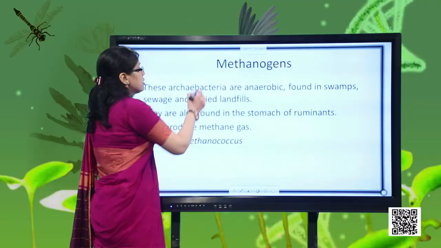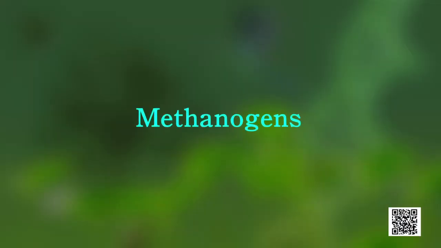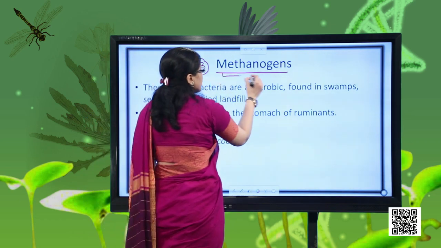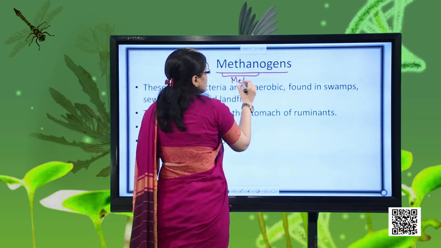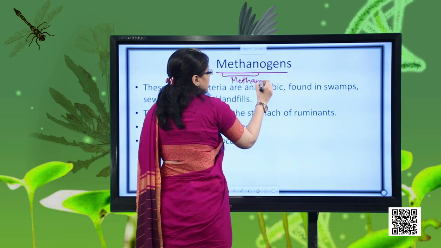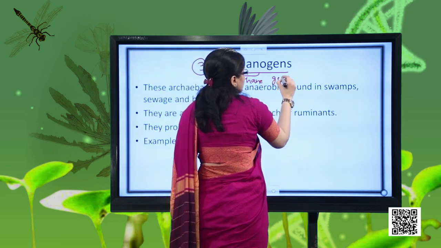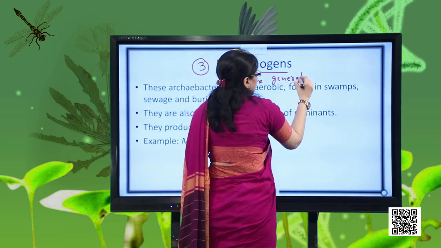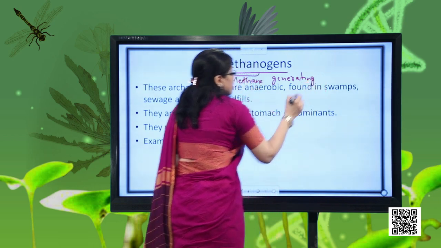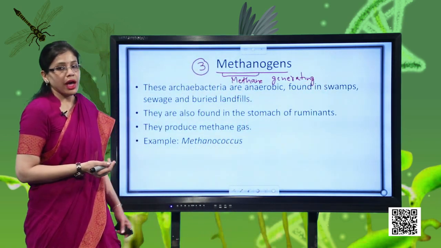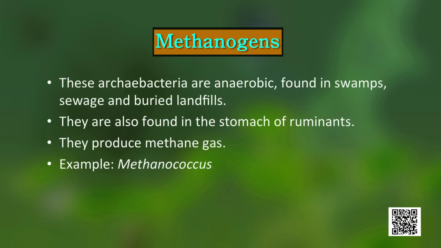Then we have the third type of Archaebacteria, that is your methanogens. Okay. Methanogens word refers to methane generating. So all those bacteria which can generate methane, they will be called methanogens. Now these bacteria, they are anaerobes. Anaerobes means they do not require oxygen, and these bacteria, they are found in the swampy area. Wherever we will be having a marshy place, there these bacteria will be found and they will be generating methane.